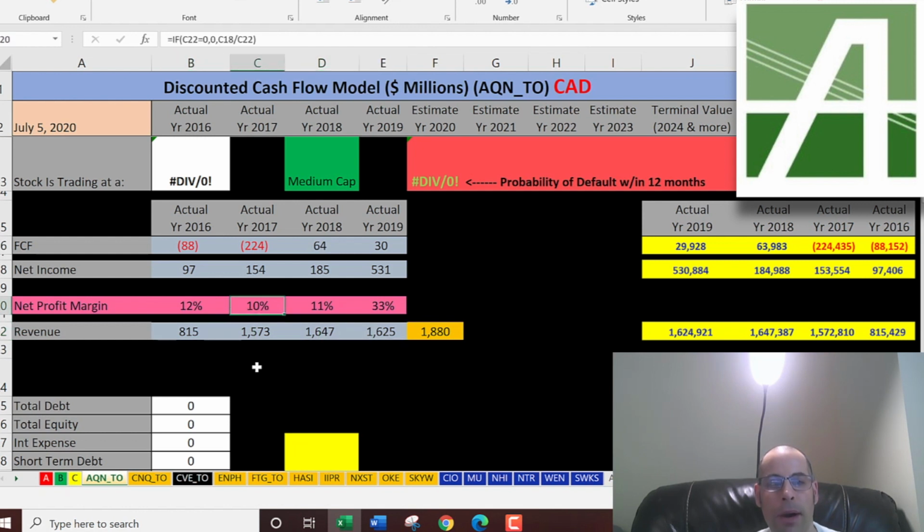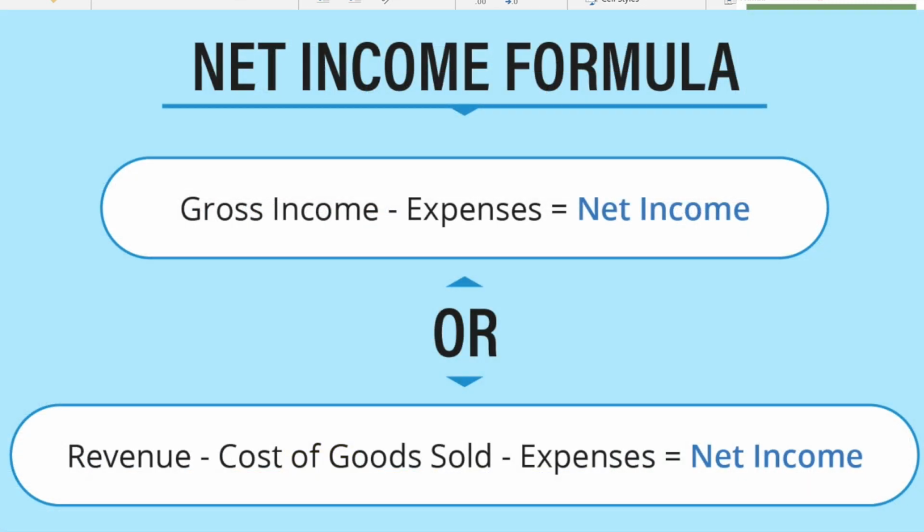But look at the net profit margin. It was 10% in 2017, and it pretty much was the same in 2018, 11%. And then it jumped to 33%. So the company did a really good job in 2019 converting its revenue to net income, because net income is the profits of the business. If you're generating so much cash and you have such little left over, that's not so great. But in 2019, they did a great job.